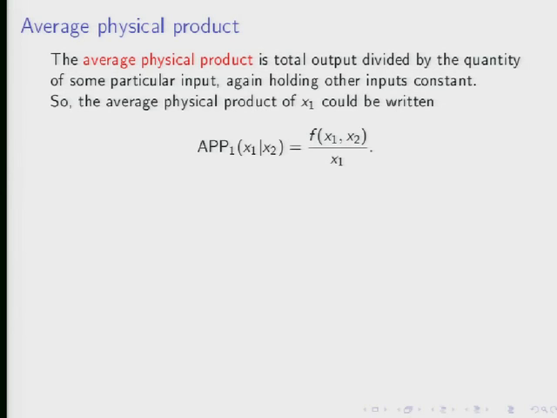So that's total physical product. I want to now define average physical product. The total physical product is equal to f of x1, x2, but we're going to hold x2 fixed. We're also going to define something called the average physical product, which you can see up there. We're going to define this to be f of x1, x2, all divided by the level of input x1 that we're supplying.